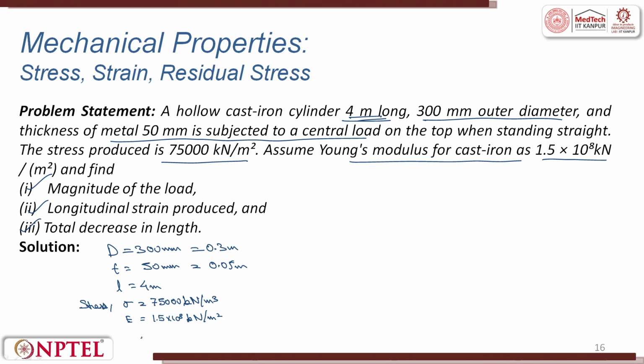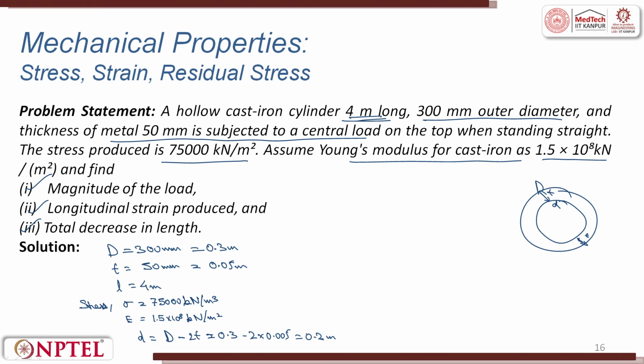Inner diameter would be small d, which is equal to outer diameter minus 2 times thickness. For instance, this is a cylinder here, this is outer dia D, this is inner dia small d, this is thickness. Thickness is here 2 times, this is T. So this is D minus 2T, which is equal to 0.3 minus 2 into 0.005, which is equal to 0.2 meter. This is my inner dia.